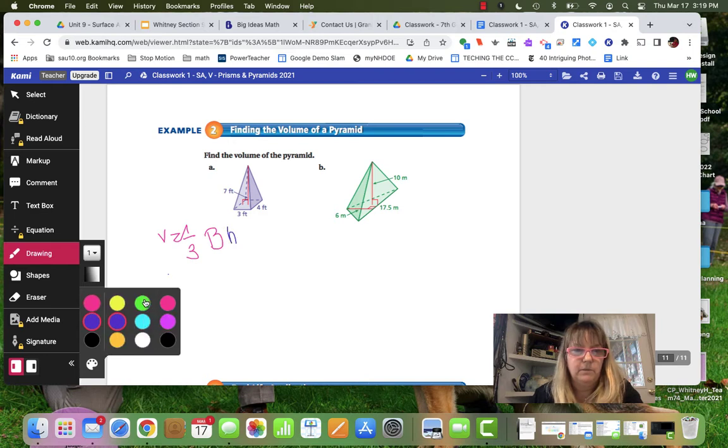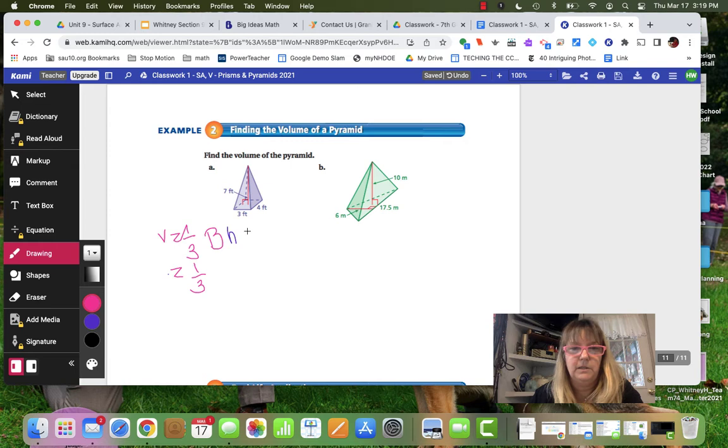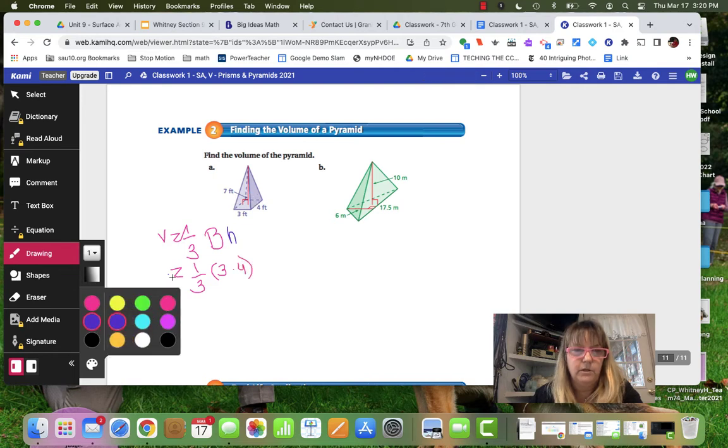So 1/3 the area of the base. And it doesn't tell us what the area of the base is, but we can figure it out. It's a rectangle. So it's 3 times 4, and then the height of the pyramid itself, which is 7. It's that red line.